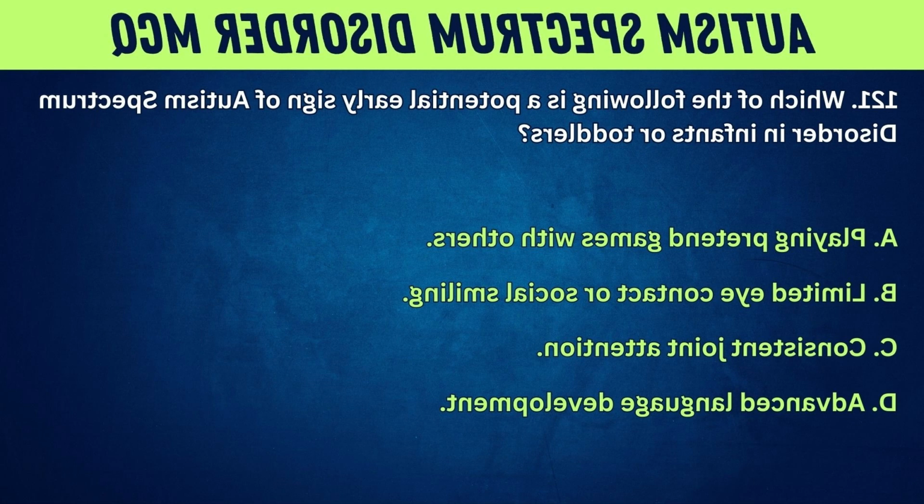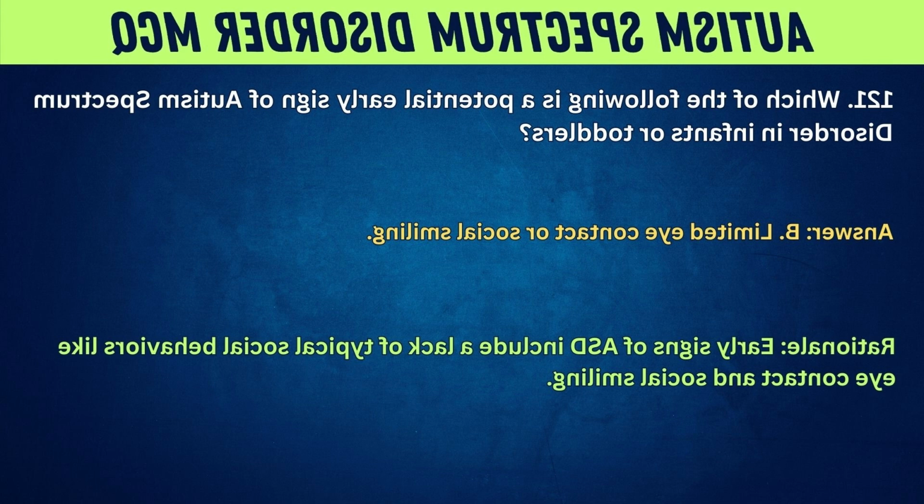121. Which of the following is a potential early sign of autism spectrum disorder in infants or toddlers? A. Playing pretend games with others. B. Limited eye contact or social smiling. C. Consistent joint attention. D. Advanced language development. Answer: B. Limited eye contact or social smiling. Rationale: early signs of ASD include a lack of typical social behaviors like eye contact and social smiling.